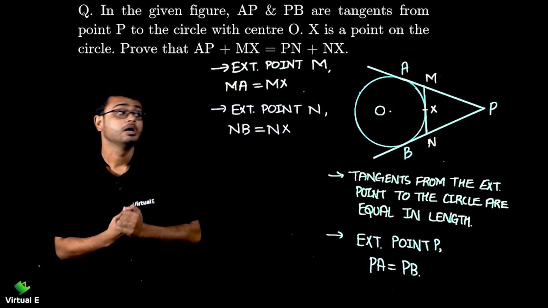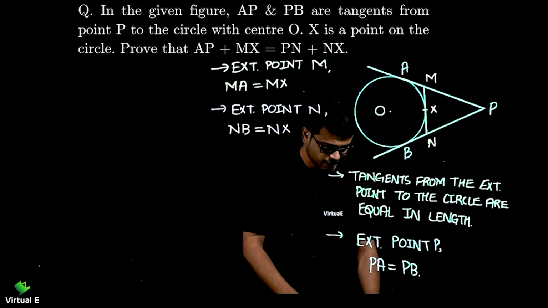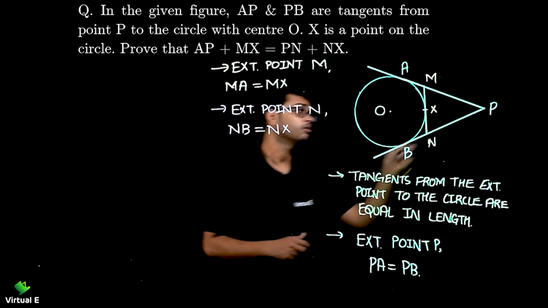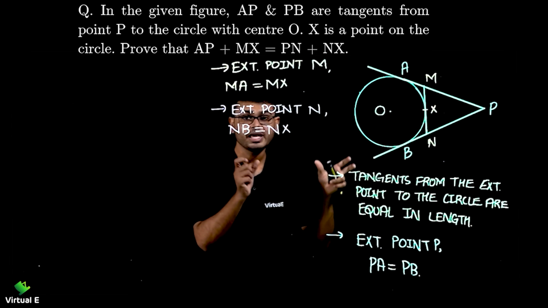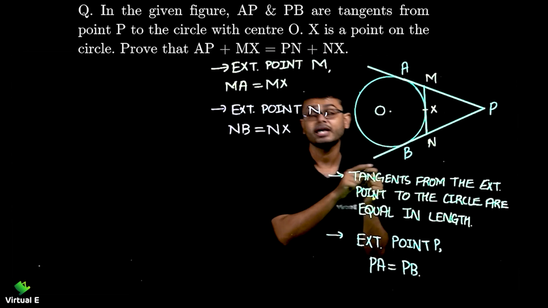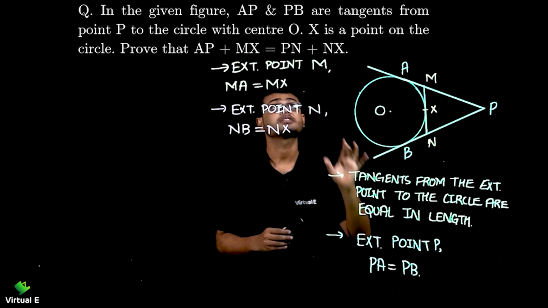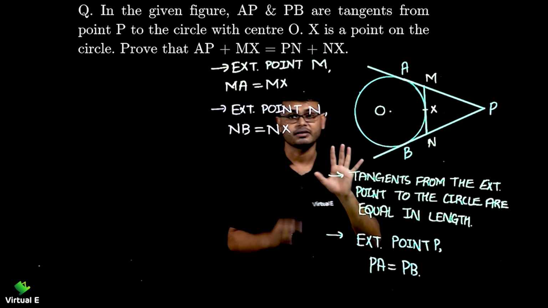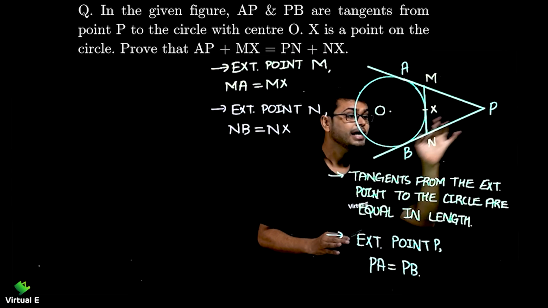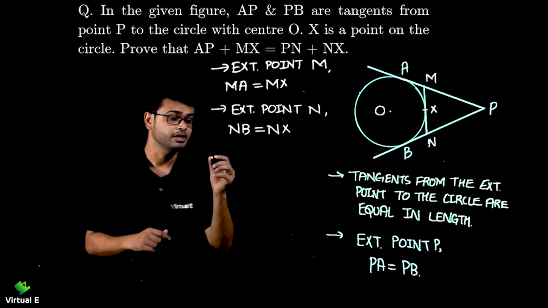Now let's start from PA and PB. If you see in the result, PM plus MX, so we need to have PM. PM is a part of PA, and PN is a part of PB. So we can get at least PM and PN. First of all, let's get that one.